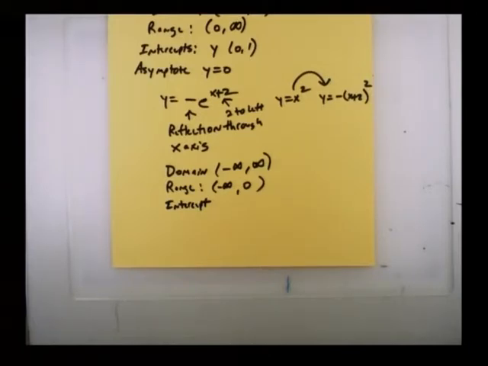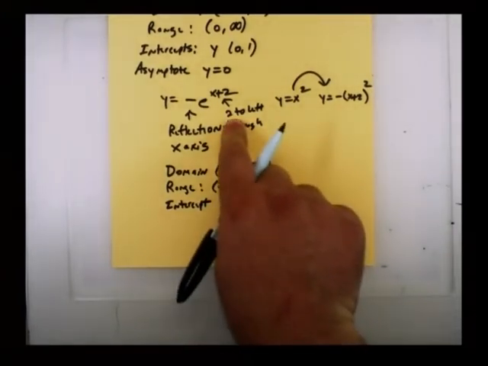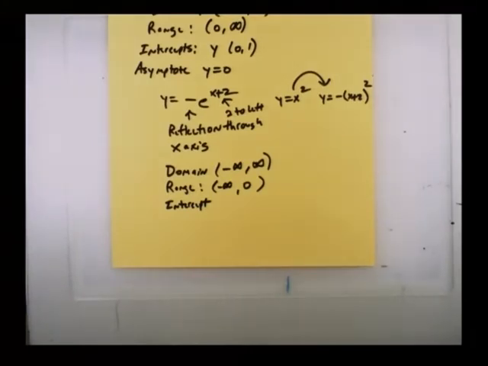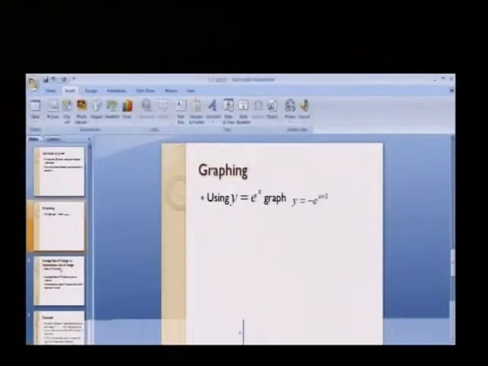I heard somebody say 0, negative 1. Let me ask you a question. Does this have an effect on the intercept? Not hearing any responses. Let's take a look at the graph. Let's flip over to the computer real quick.